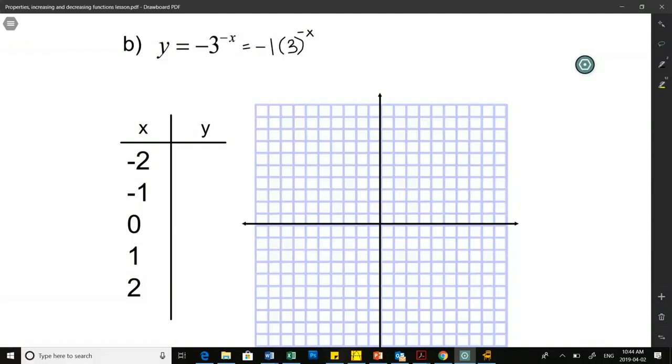What'd you guys get for the first one? Yep, you should get negative 9. Good. So the negative 2 becomes positive 2. So we're really doing 3 squared and then times negative 1. So we get negative 9.